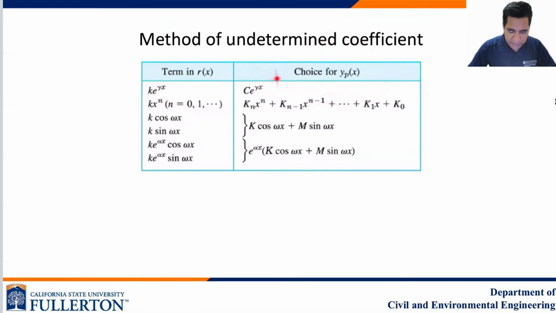So what we do once we have determined the form of y_p, we take this y_p and substitute it back into the actual differential equation. We will take the derivative, second derivative, and put it back into the differential equation to find out these constants. And once these constants are known, we have the y_p. And once y_p is known, the general solution is y_h plus y_p.